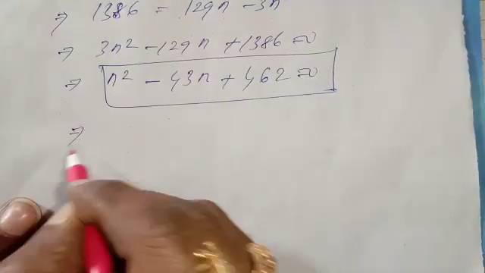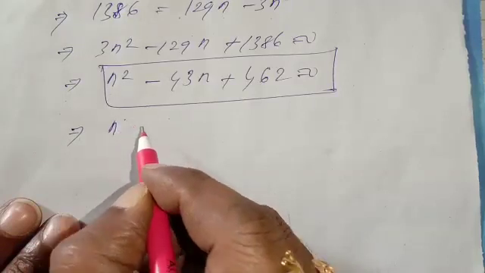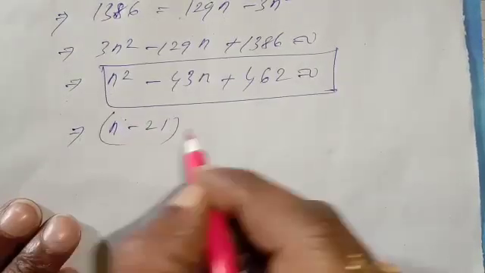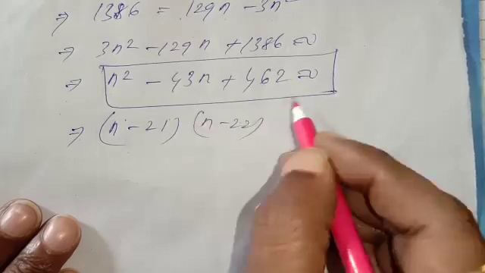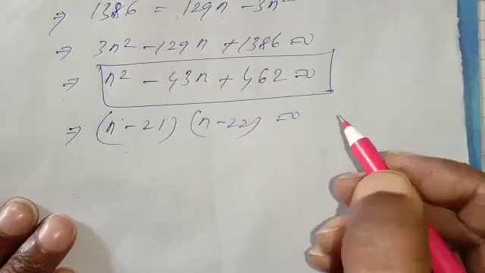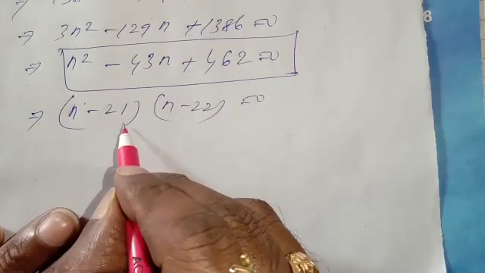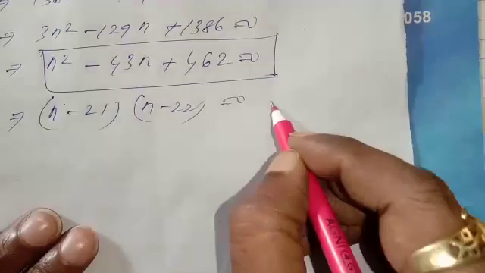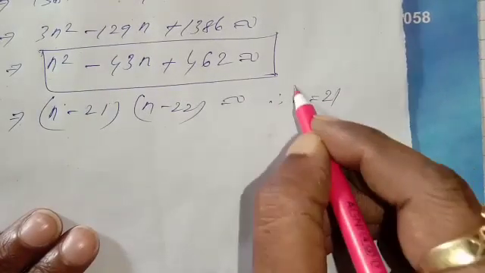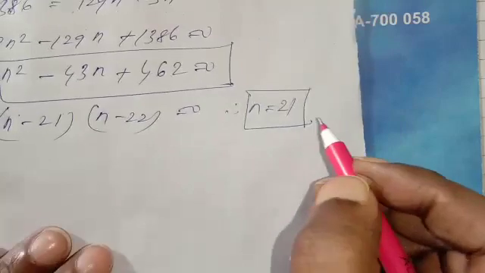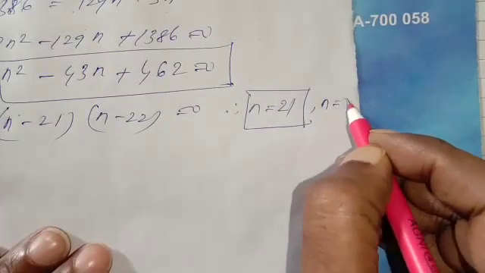Just apply your brain. This will be n minus 21 and n minus 22. If you factorize and equate to 0, how much are you getting? Either n is equal to 21 or n is equal to 22. Therefore n is equal to 21 or n is equal to 22.